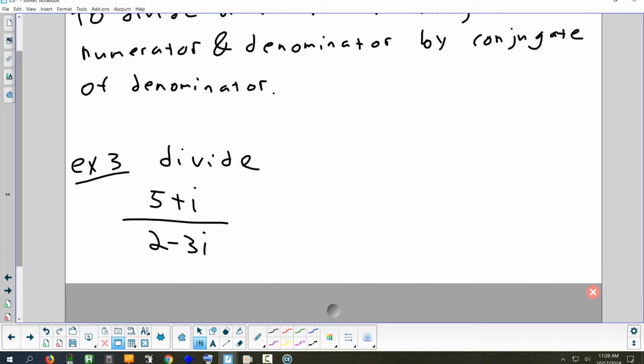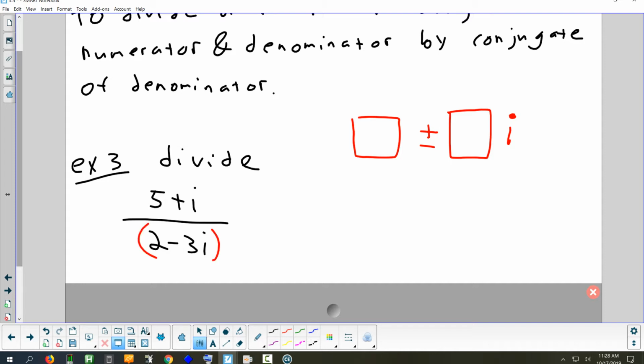So when you look at example 3, the real problem with that is there's an i in the bottom. You can't leave an answer with an i in the bottom. When I'm done, I want to see an answer that looks like this. Real part could be a plus or a minus, depends on how it works out. I want to see an imaginary part, and I want to see an i right there. That's what I want the final answer to look like. So no i's in the bottom of a fraction like that.